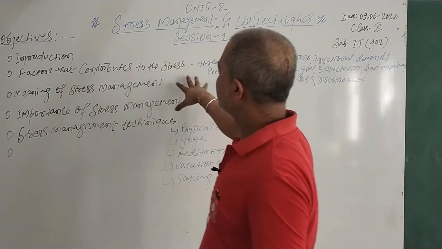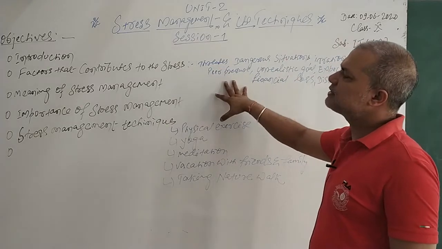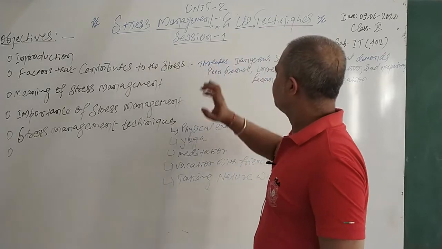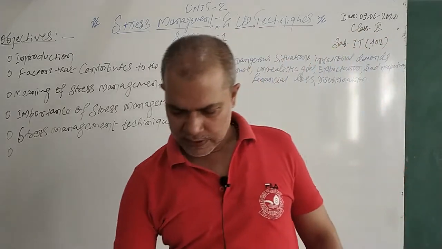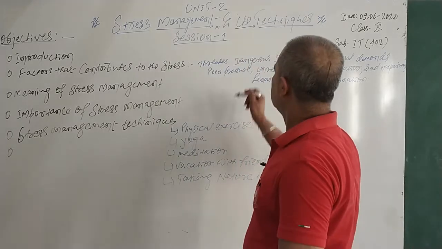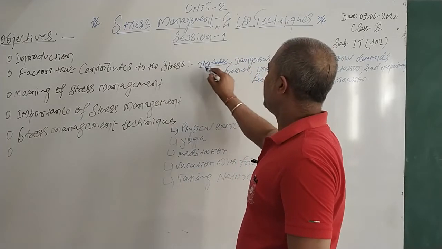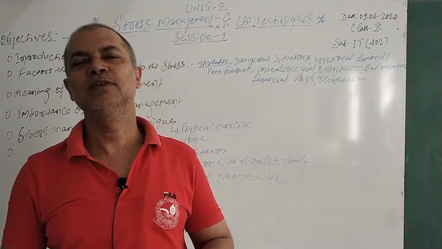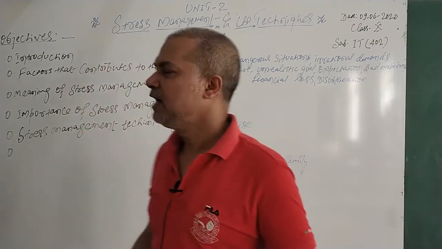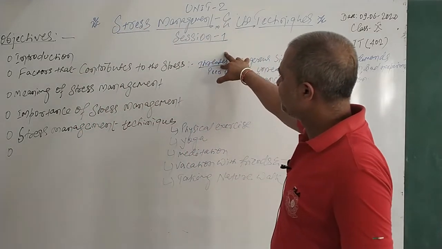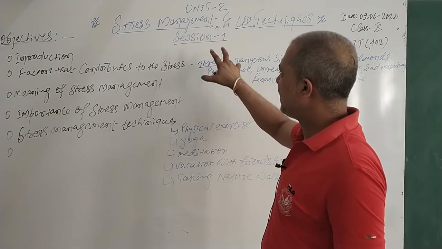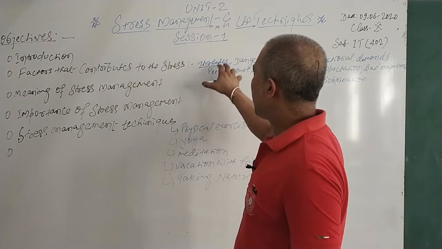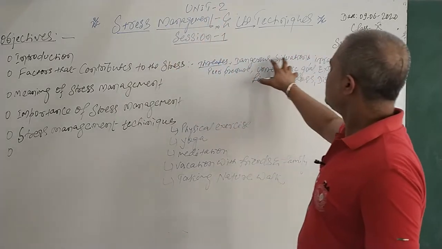Now, the factors that contribute to stress. There are many factors which create stress in you. One is threats. If you have any threats in front of you, if someone is threatening you, that will definitely be a stress for you. So once a threat of any nature is there, the outcome of that threat will be stress. Dangerous situation.